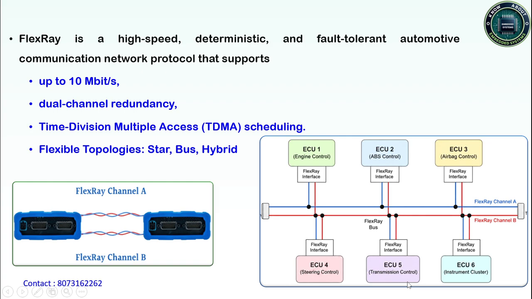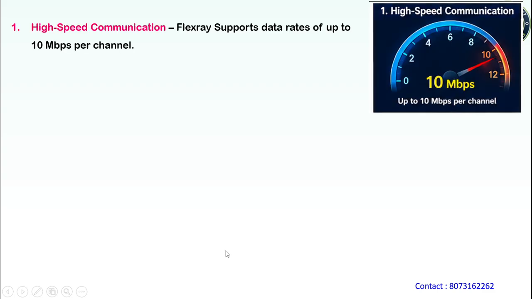FlexRay is a high-speed automotive communication protocol which will support 10 Mbps speed, dual channel, TDMA concept, and it also uses different bus topologies. Okay, now we will see the important characteristics of FlexRay. What are the important characteristics? The first important thing is high-speed communication protocol.